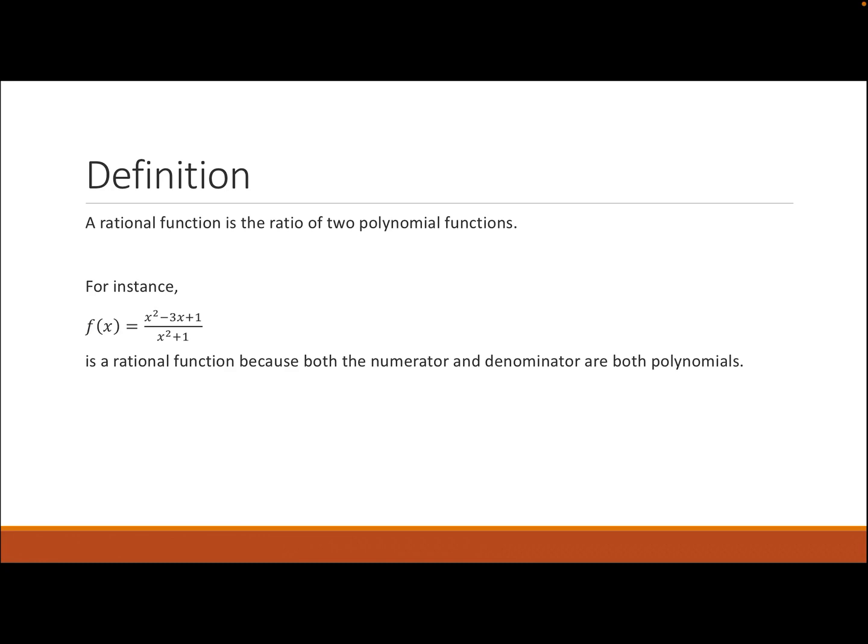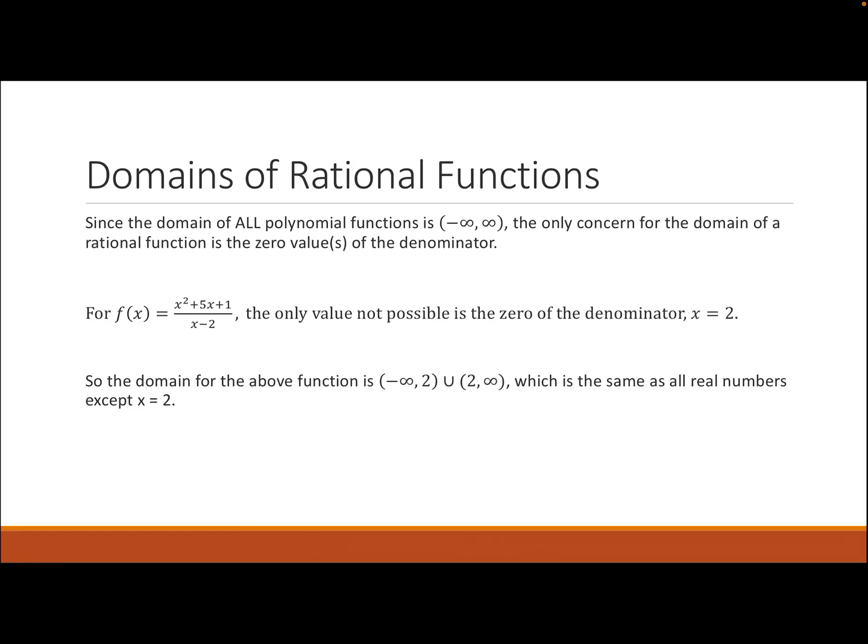We know a polynomial is an expression that has terms that have integer exponents and real numbers as coefficients. And we know the domain of all polynomials is all real numbers, or as we write it in interval notation, negative infinity to infinity. So since the domain of a polynomial function is negative infinity to infinity, when we have a rational function, the only thing that could mess that up is the denominator equaling 0.